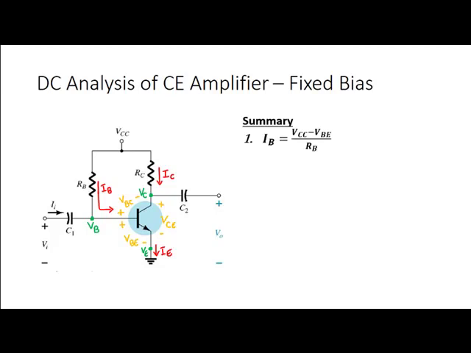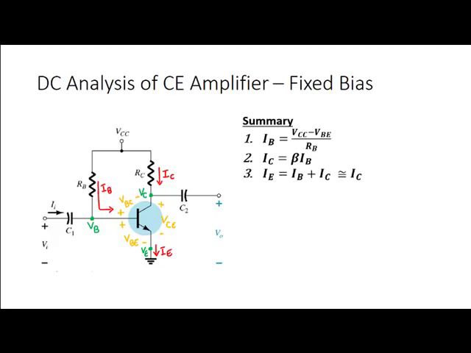In the first step, we removed all the AC sources. We disconnected all the AC sources by open circuiting all the capacitors, because a capacitor acts as an open circuit for DC signals. We applied KVL to the input side loop and found the expression for IB, which is equal to VCC minus VBE divided by RB, where VBE will be close to 0.7 volt for silicon BJTs. Then using the relationship IC equals beta times IB, we calculated the output collector current IC. Beta is the current gain of the transistor and it is a known parameter.